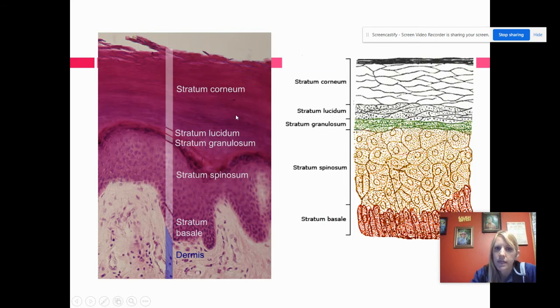So here are the different layers that your book has labeled, and you've labeled. This is the top here, the part that you're touching. And this right here would be the bottom, right above the dermis. So these cells up here would be the most keratinized, and these would be the least.